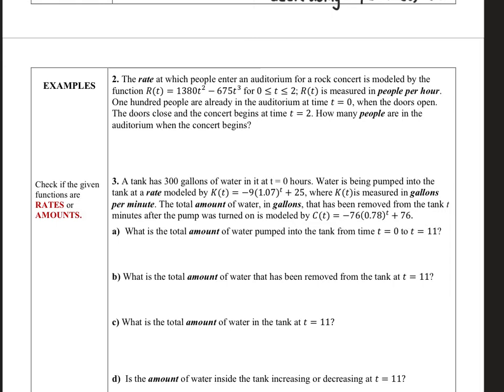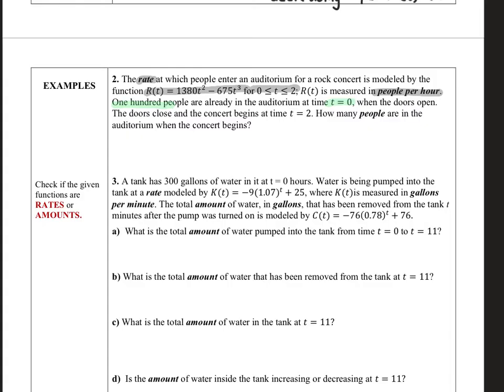So in this one, again, I'm given a rate at which people enter an auditorium, modeled by this function R from 0 to 2. R is measured in people per hour. So that just confirms I have a rate because it's got that rate unit. It tells me that 100 people are already in the auditorium. That's my initial amount at t equals 0.